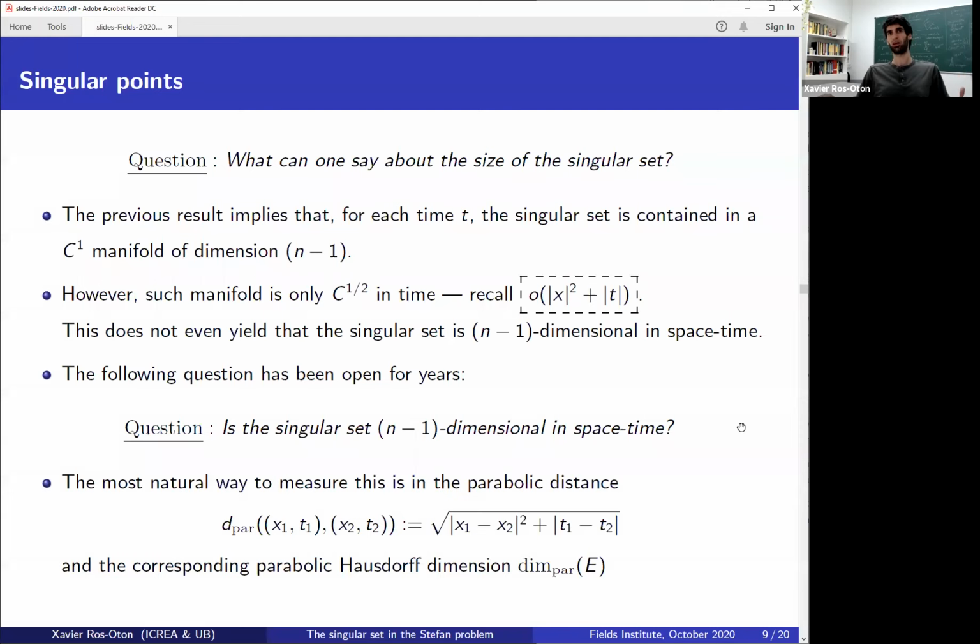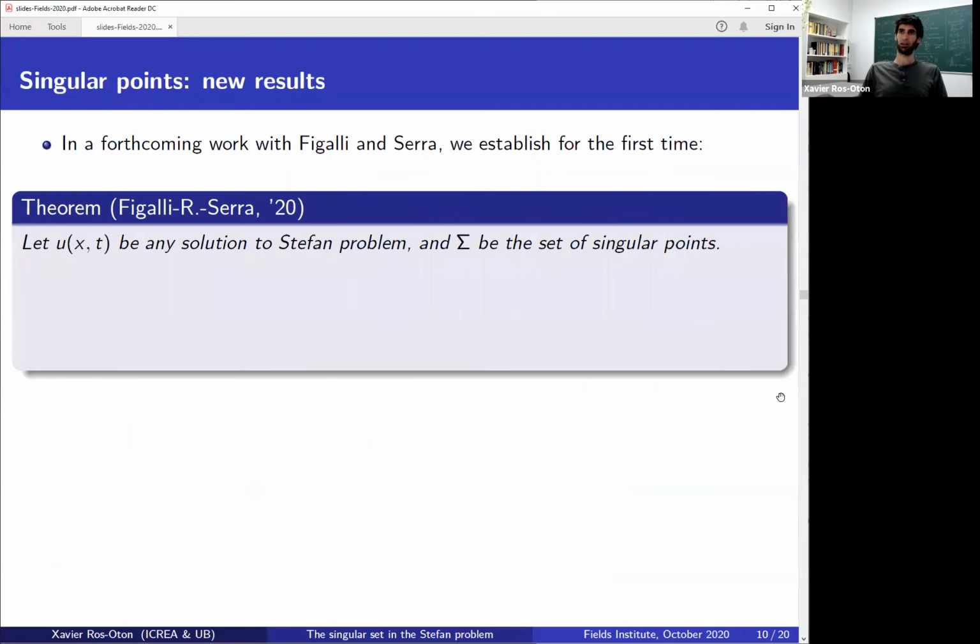Then the most natural way to measure this is in the parabolic distance. This is a parabolic problem, and the same happens as in, for example, the mean curvature flow, in which you have the theorems of Ryan-White that measure the size of the singular set, always in the parabolic Hausdorff measure. This is simply the Hausdorff dimension associated to the parabolic distance, which is this one. So we want to answer this question, and yes, we can completely answer this first question about the size of the singular set in our forthcoming work, that hopefully will be on arXiv in the next few weeks, months.